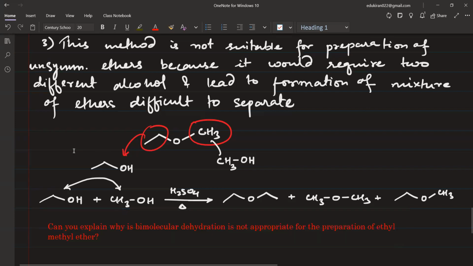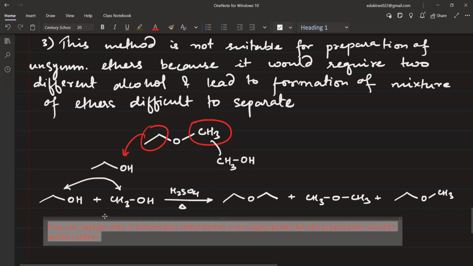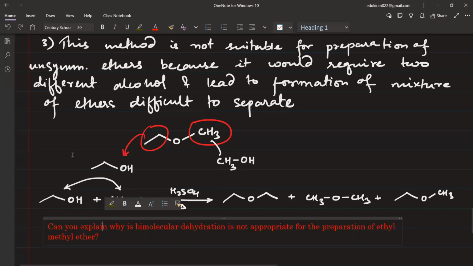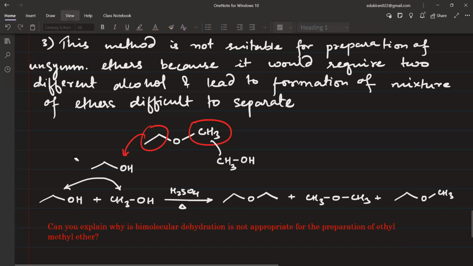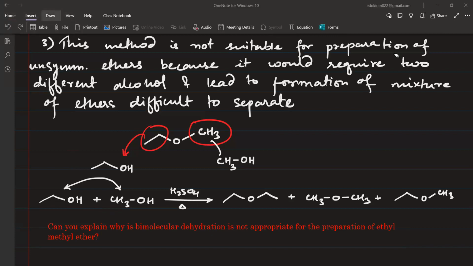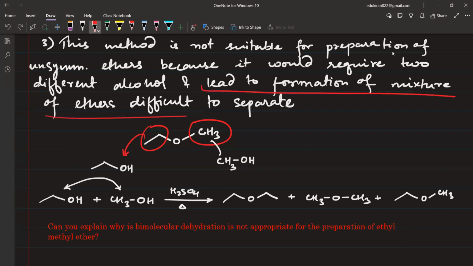They're not directly asking why. See, they're asking why bimolecular dehydration is not appropriate. Bimolecular means you are using 2 different molecules. Okay, so this is a question that was asked in the board examination, and you have to write this particular answer. The simple answer or one-liner would be: it leads to formation of a mixture of ethers difficult to separate. That's it. That would have been the answer.